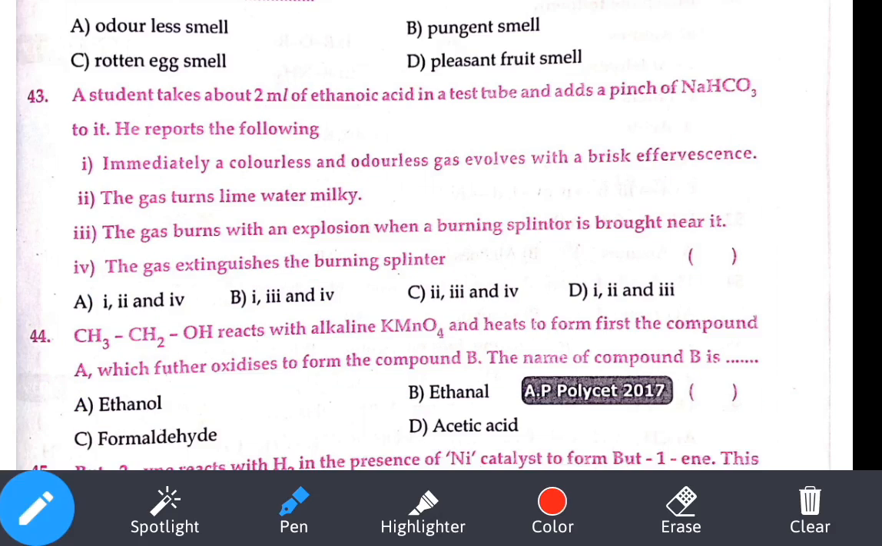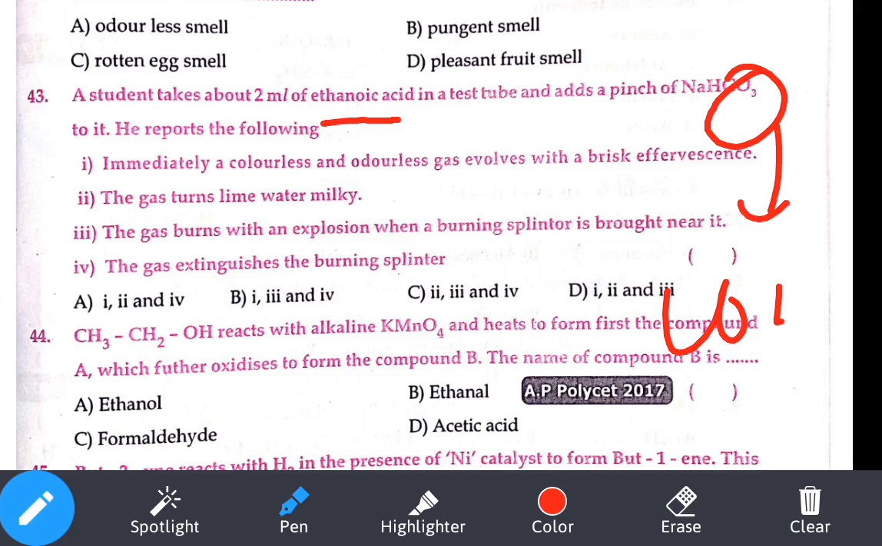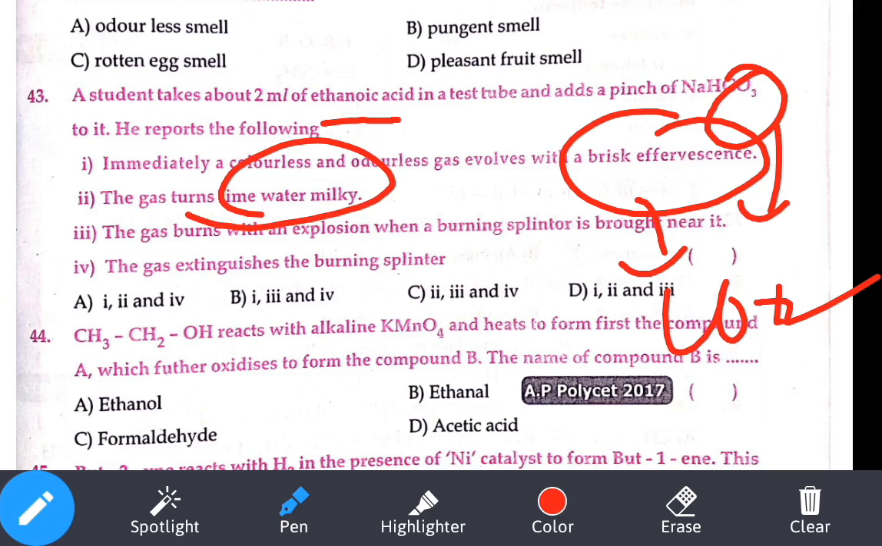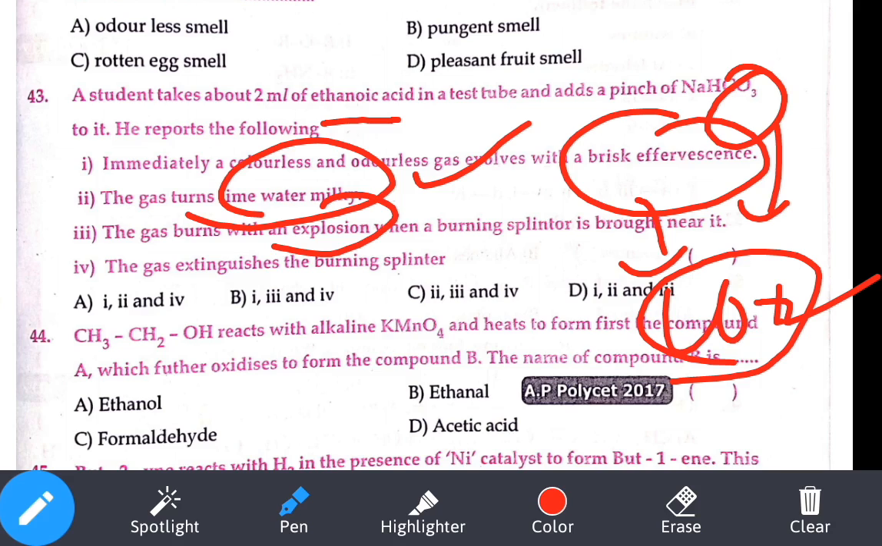A student takes 2 ml of ethanoic acid in a test tube and adds a pinch of NaHCO3. NaHCO3 means what? CO2 gas will be formed. He reports the following: immediately a colorless and odorless gas with brisk effervescence. Few minutes back I told you brisk effervescence means carbon dioxide gas. If the carbon dioxide turns lime water milky, that is also correct. Third one, gas burns with explosion, that is wrong. Carbon dioxide is used in fire extinguishers, it will not cause any explosion. Gas extinguishes the burning splinter, that is also correct. So we can say options 1, 2 and 4. Option number A, not B.